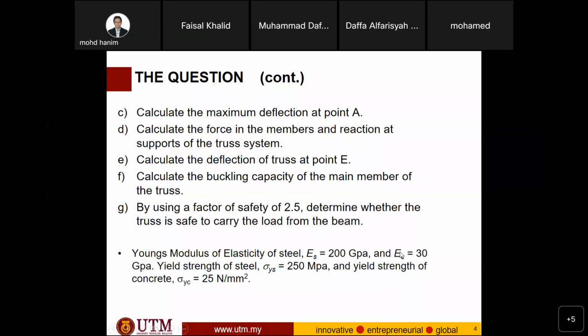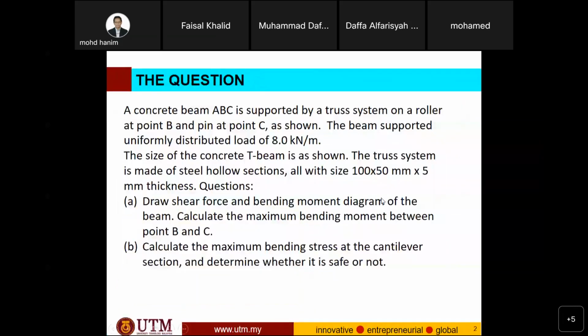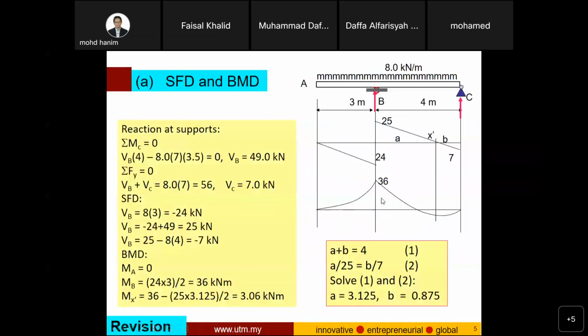Okay, now back to the question. Shear force and bending moment diagram. So this is the diagram. I don't know whether you are now familiar with this solution, because it is basic in civil engineering, shear force and bending moment diagram. And you must not take a long time to solve this problem in the examination.